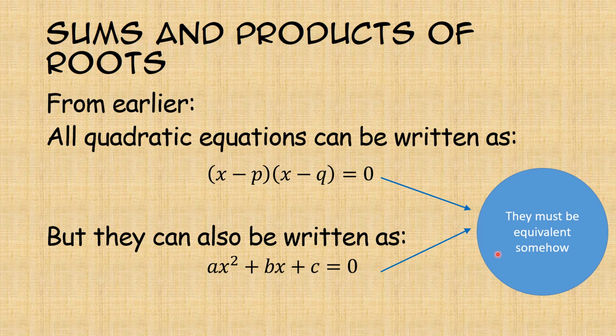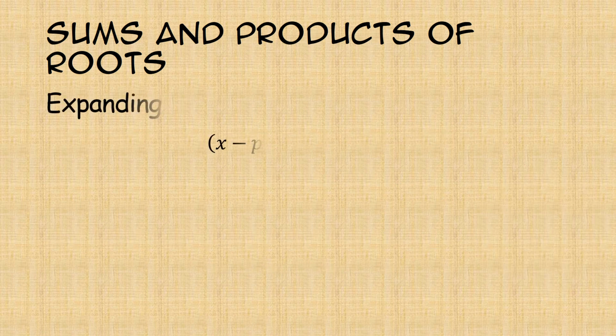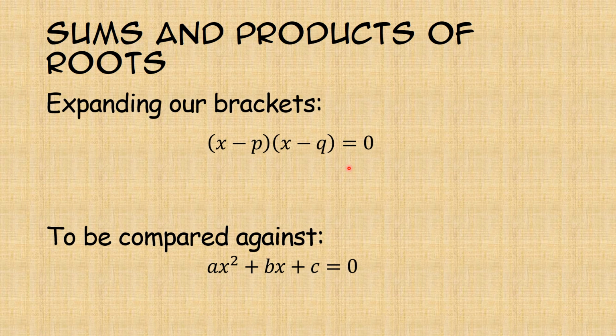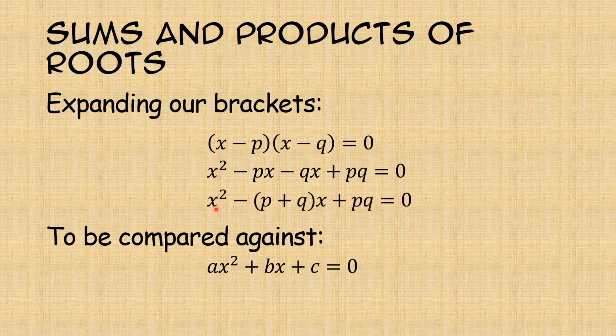So if we try to make them look like each other as much as we can, first let's try expanding the brackets on top. So we expand the brackets, and that gives us x squared minus px minus qx plus pq equals 0. And then we simplify it: x squared minus (p plus q) x plus pq equals 0. And we'll try to compare this against what we have below, which is ax squared plus bx plus c equals 0.